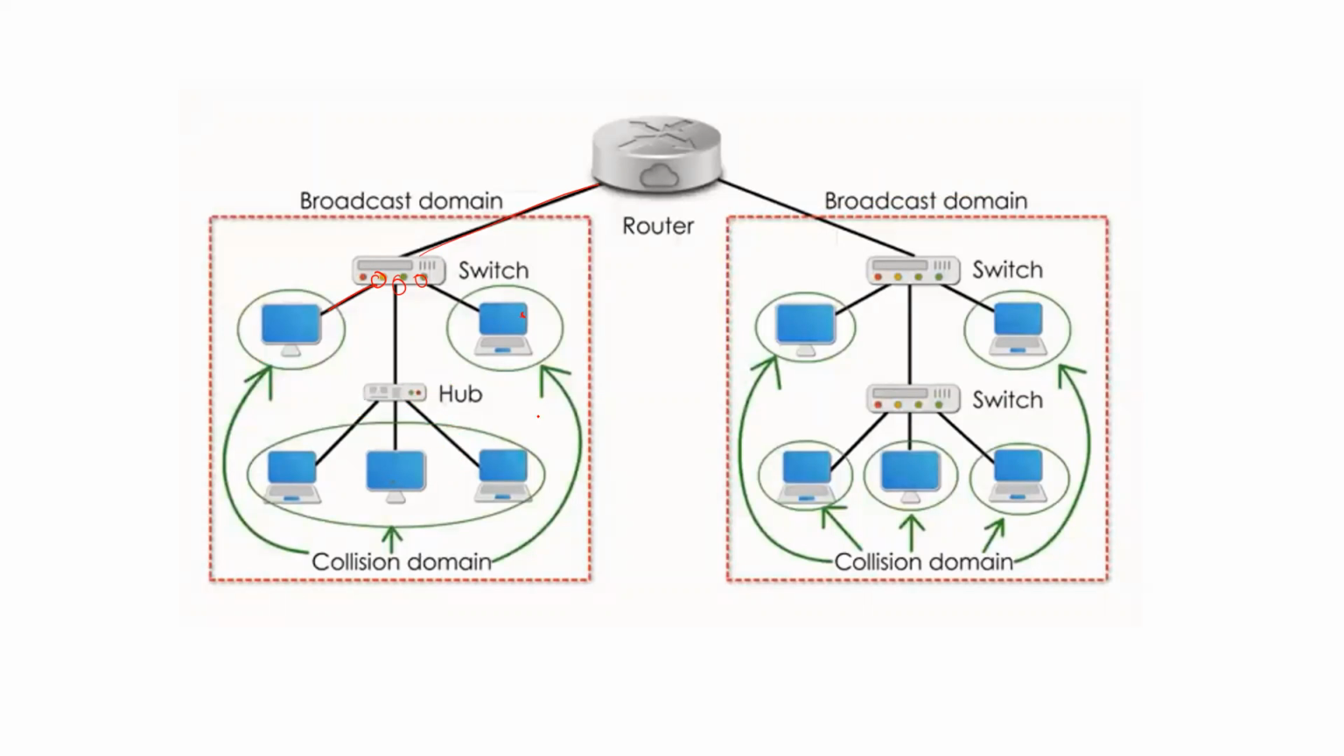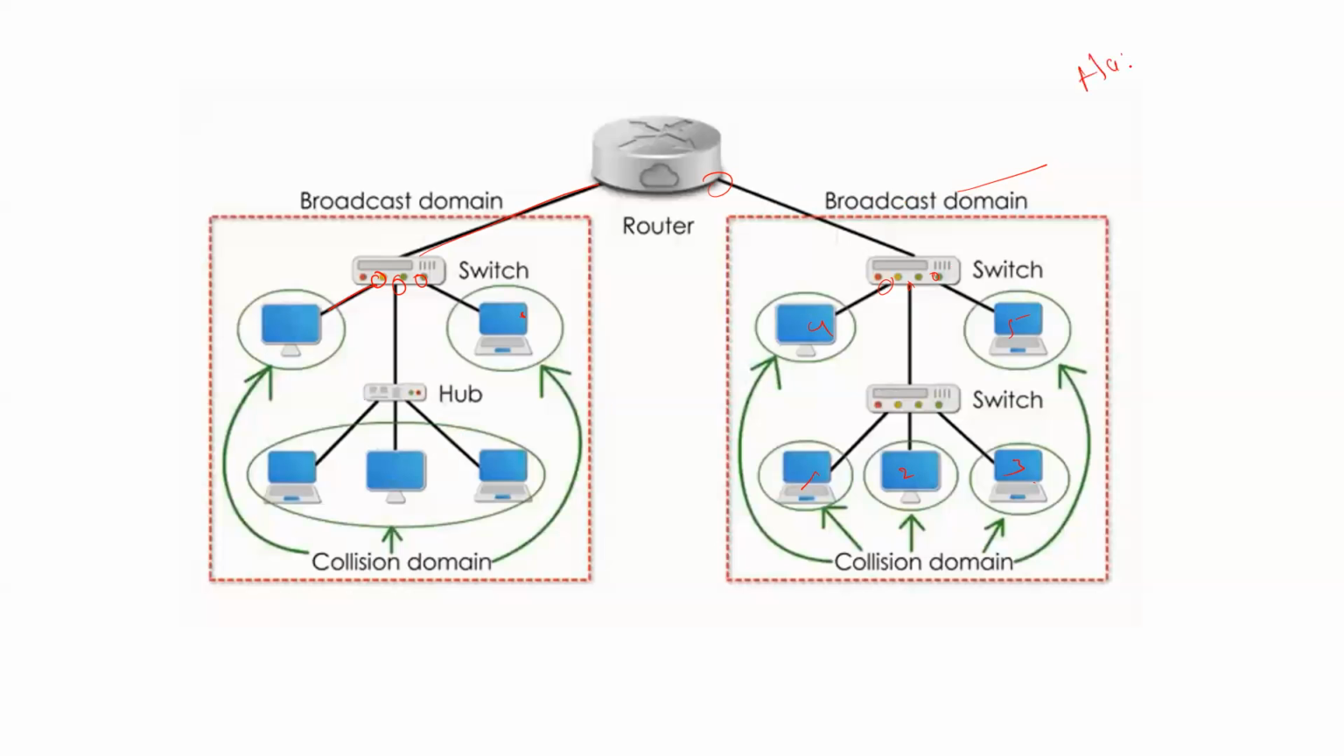If you observe here, this is one switch and this is also one switch. For each port we have a different collision domain: one, two, three, four, five. But everything connected to this router has one broadcast domain. So we can say that for a switch, each port is one collision domain, and for a router, each port is one broadcast domain. However, we have three devices.